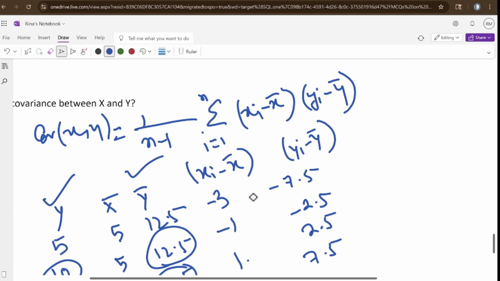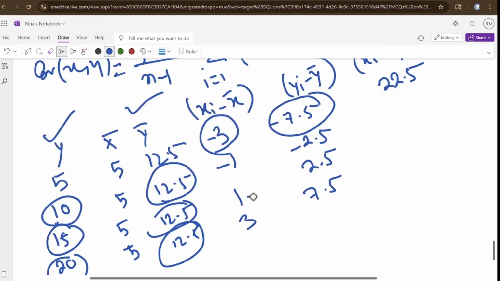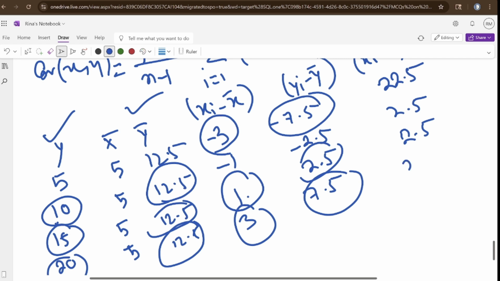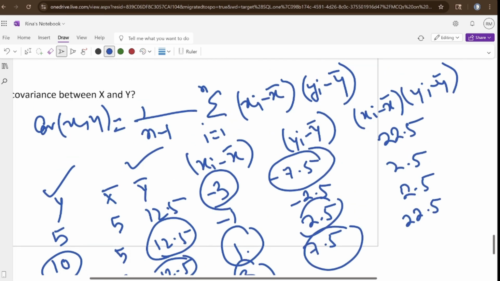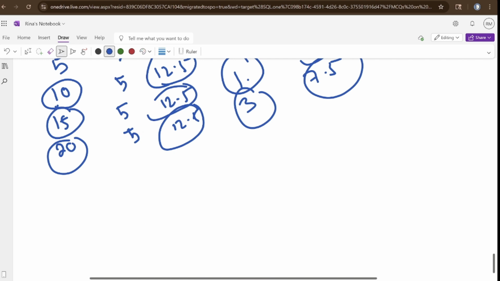Now you have to multiply them, xi minus x bar into yi minus y bar. Minus 3 into minus 7.5 is 22.5. Minus 1 into minus 2.5 is 2.5. 1 into 2.5 is the same, 2.5. 3 into 7.5 is 22.5. Now we have to put in the formula: 1 divided by n minus 1. Here n is 4, so 4 minus 1 equals 3.